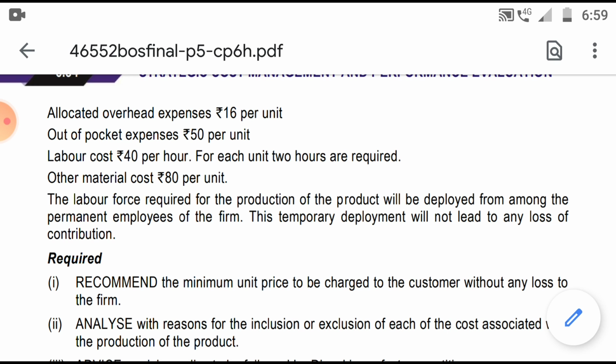The labor force required for the production of the product is deployed from among the permanent employees of the firm. So these labor force are deployed from the permanent employee force, so their pay, that is the labor cost of 40, will become irrelevant because they would have already been paid. This is not for some additional product for which they are incurring the cost. This temporary deployment will not lead to any loss of contribution, and it is not leading to any loss also, so the labor cost won't be considered.